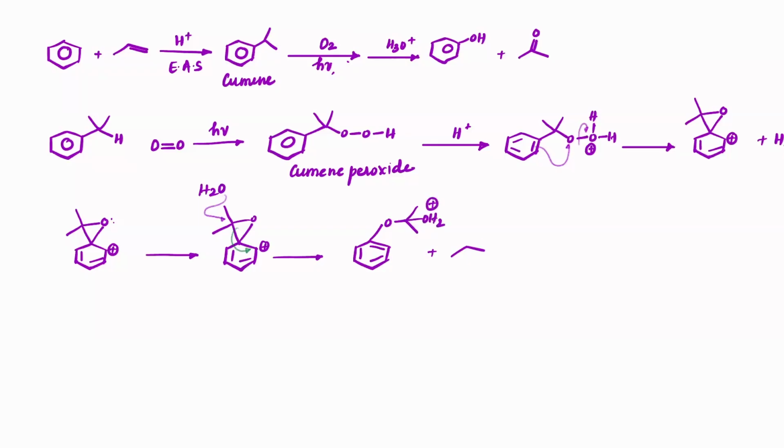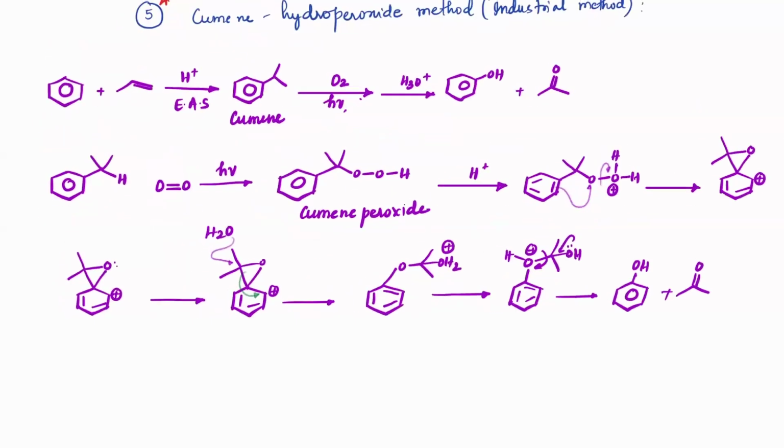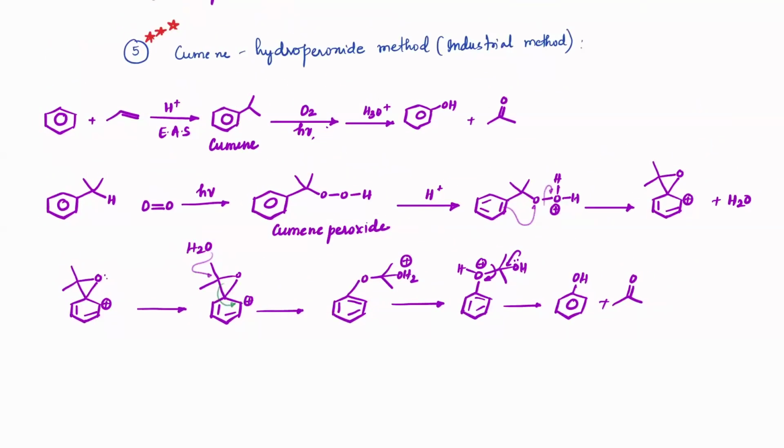And from there, the oxygen will take away the H plus coming out from the water compound to get OH with a plus charge. And that's how it will pull up the electrons. Oxygen will push the electrons to convert this into phenol and ketone. This is a typical mechanism that you will notice for the cumene hydroperoxide method. That's a very important industrial method to prepare phenols. So please look into it once quickly, everybody.